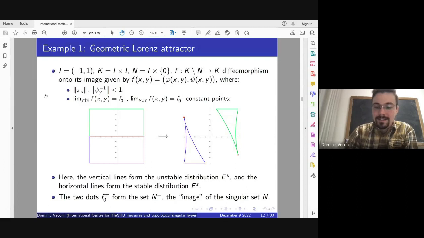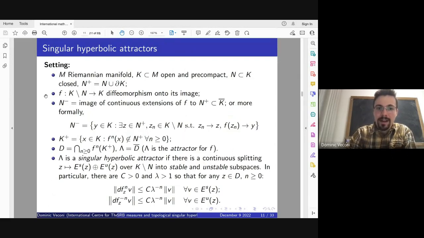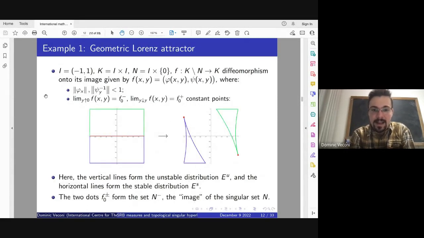Meanwhile, N minus, let's go back and see what this is for a second. N minus we saw is the image of continuous extensions of F to the singular set. So in this case, N minus is the pair of those two red dots. So if you take this blue rectangle below and collapse the red line to a dot, that becomes the blue triangle on the right, and likewise for the green rectangle, collapsing the red line to a red dot, then that becomes the triangle on the right-hand picture.